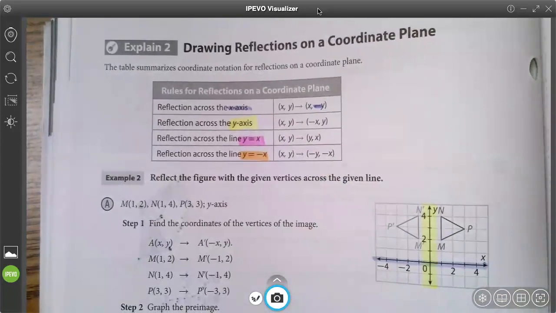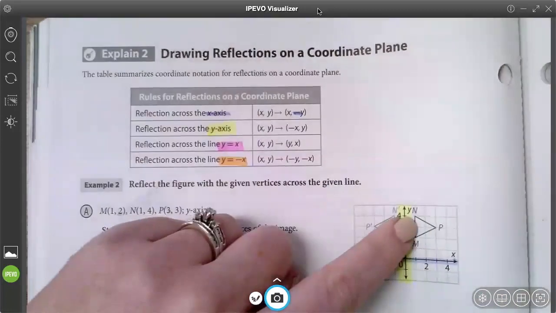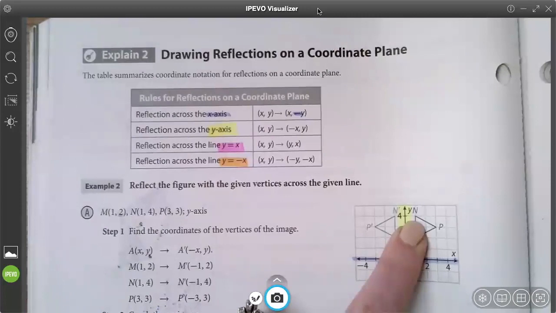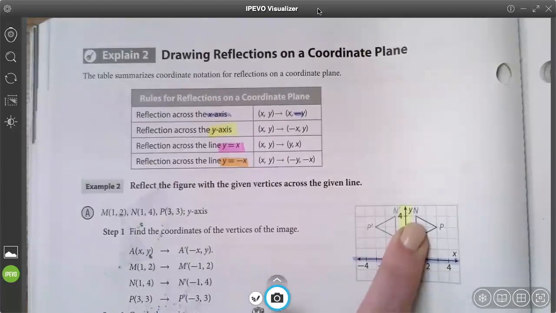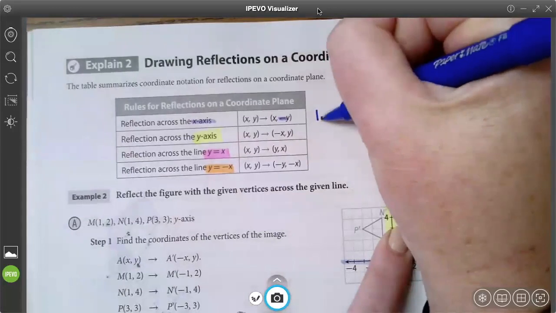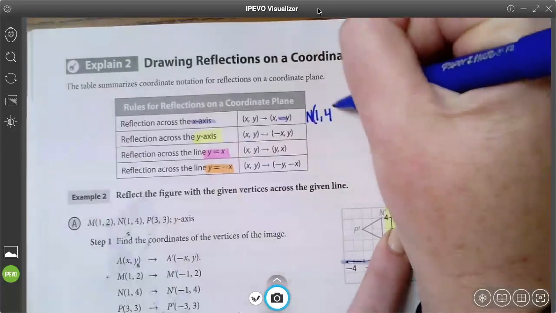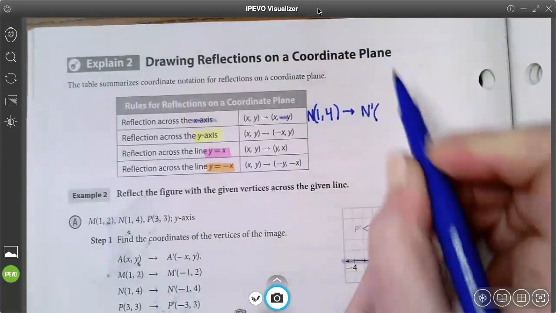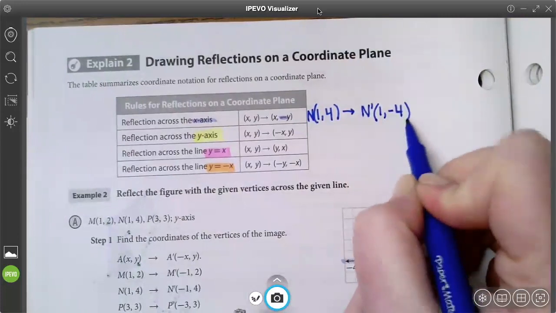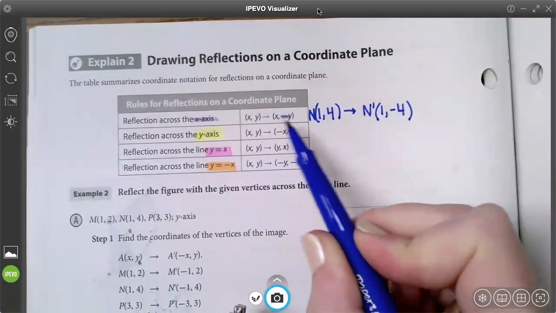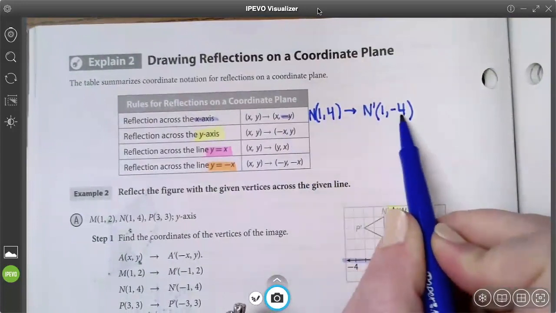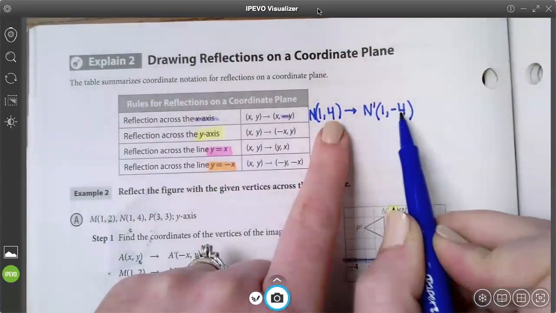So if I were to reflect something across the X-axis, like point N, it starts at the point 1, 4. So let me write that up here. The point 1, 4 would become 1, -4. You'll see these coordinate notation instructions. It says you take that Y number and you make it negative. So that's what we did, 1, 4 to 1, -4. We took the Y number and we made it negative.